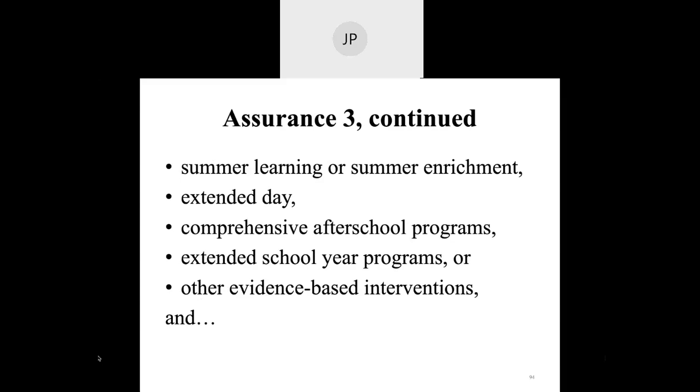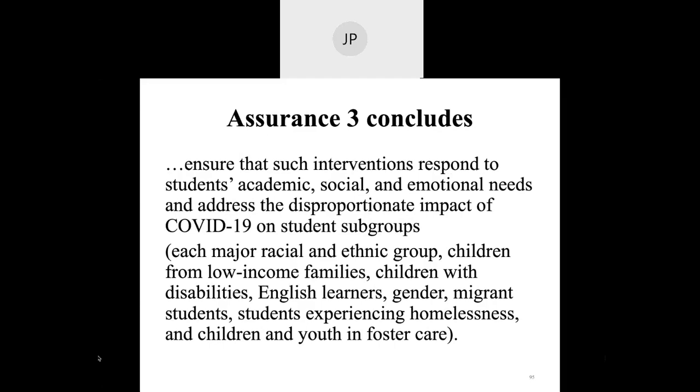The examples that are listed are summer learning or summer enrichment, extended days, comprehensive after-school programs, extended school year programs, or other evidence-based interventions, and to ensure that such interventions respond to that critical component of students' academic, social, and emotional needs. These are the aspects that are explicitly stated in the legislation. And so, again, I think it's going to be interesting as time unfolds and we learn a little bit more about how the U.S. Department of Education is exercising their discretion and what they are allowing versus disallowing.